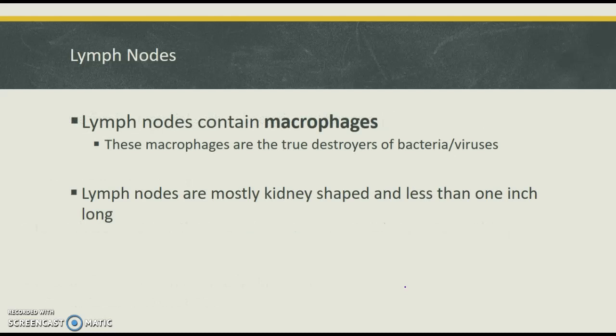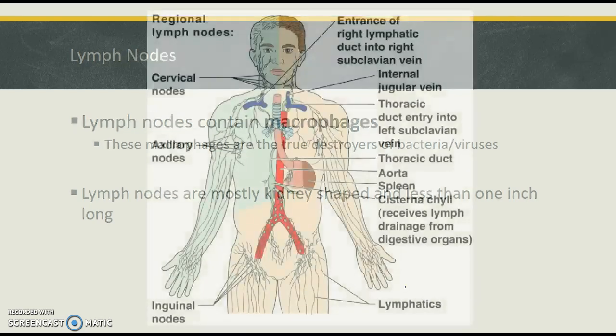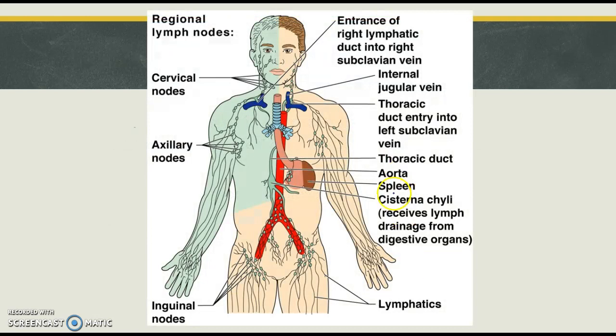Lymph nodes contain huge macrophages, and these macrophages like to float around and destroy any bacteria or viruses. Lymph nodes are very small, they're less than 1 inch long, and they mostly have the shape of a kidney. So kind of like a bean shaped. So if we look here, here's just the clusters of lymph nodes. There they are in the neck. Here you can see in the armpit area, and then in that inguinal area as well.